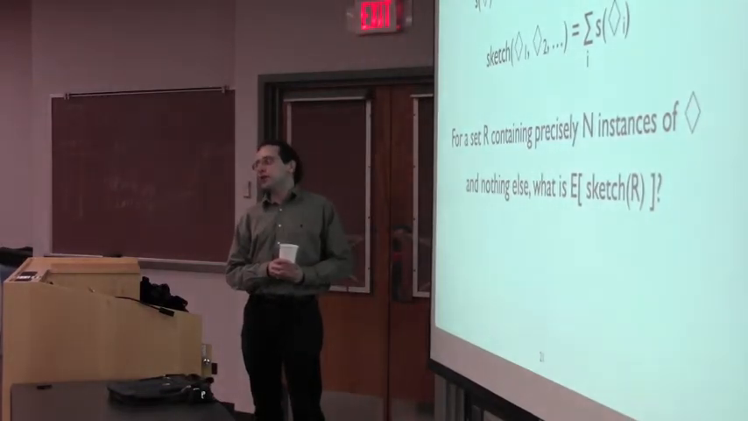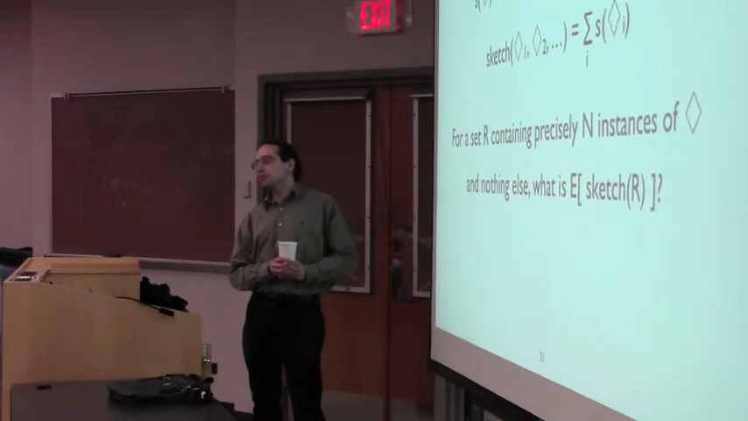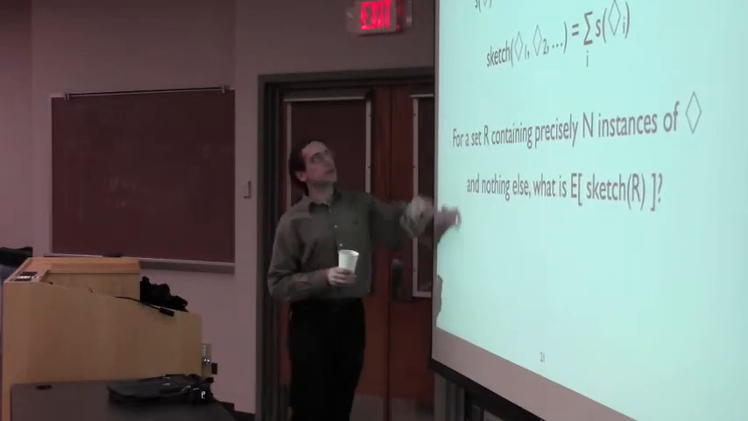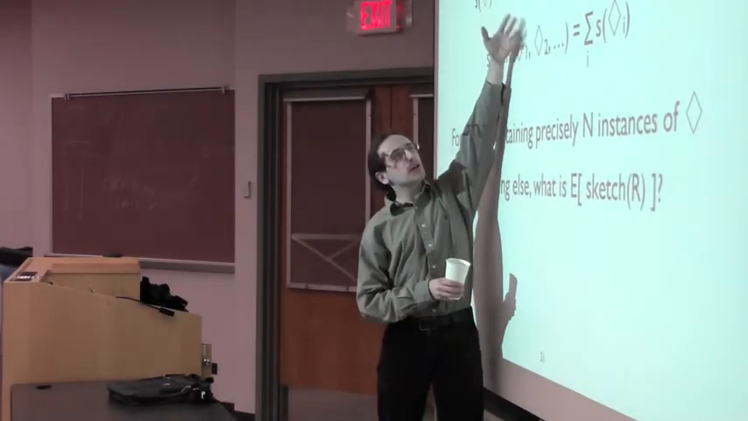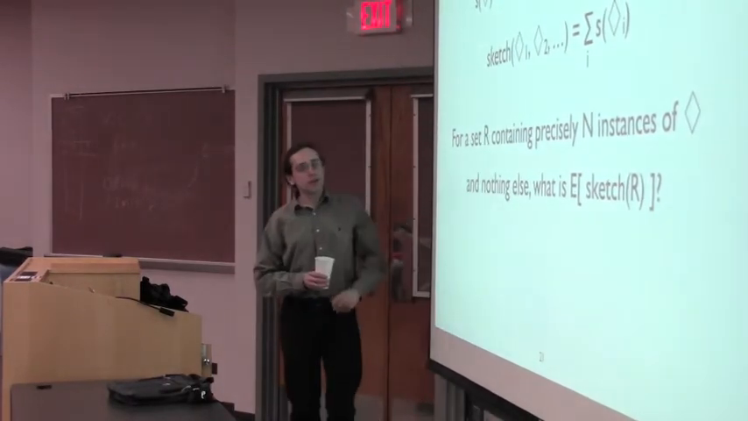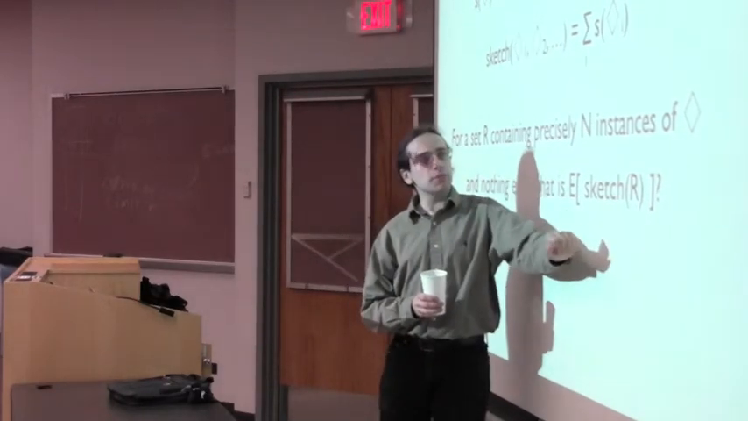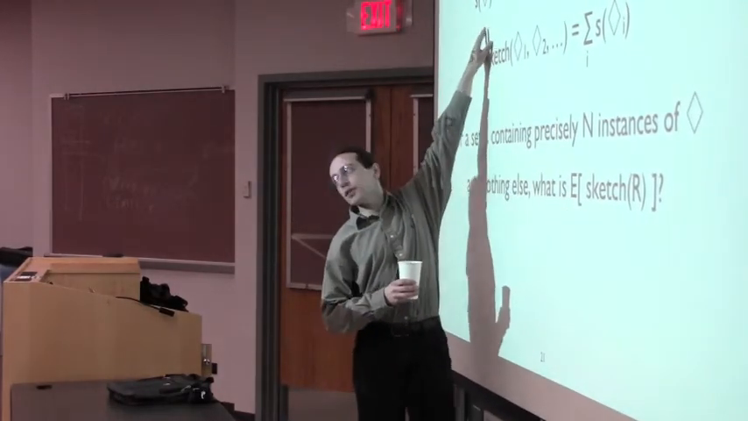Or given the object, can you figure out which it'll be? Yes. Yeah, so basically if S is plus one, it'll be plus n. If it's minus one, it'll be minus n. So the expectation of this particular sketch of R is going to be n times S of the object.